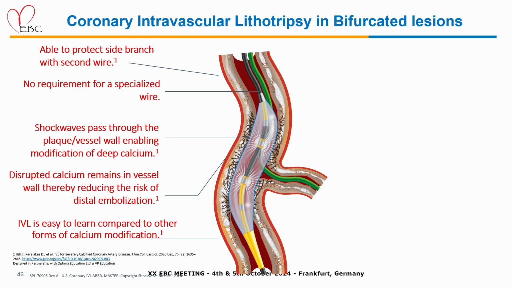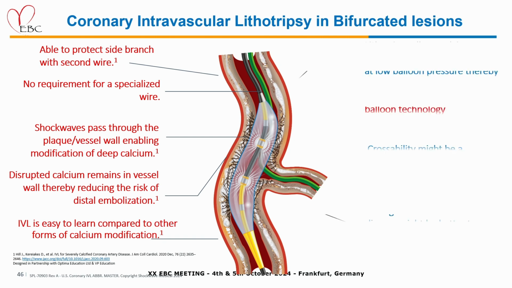So IBL in bifurcation lesions has really positive points. It is able to protect the side branch with a second wire. A specific wire is not required. The way that it works is really effective in deep calcification. I think there is not the risk of distal embolization, and I think it's a balloon technology, so it's easy to use.